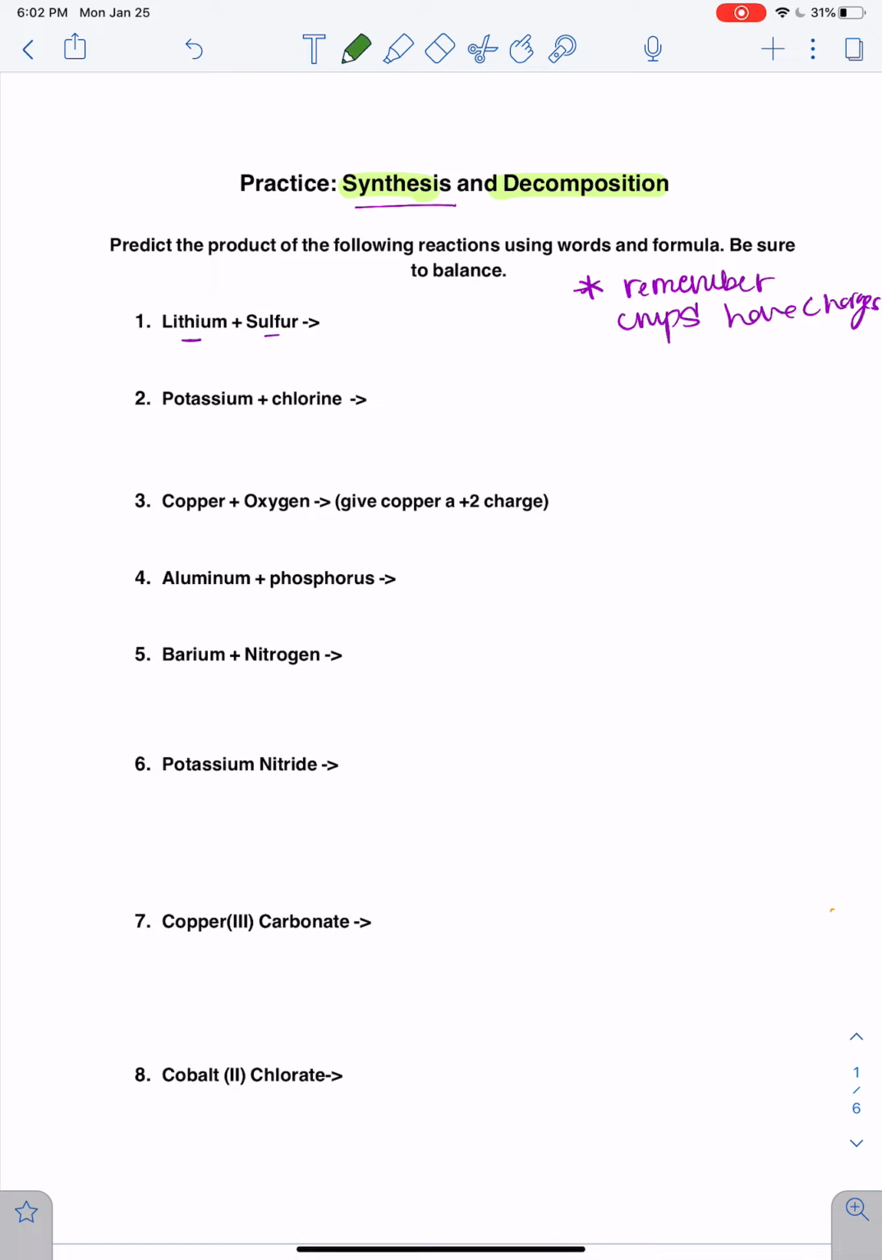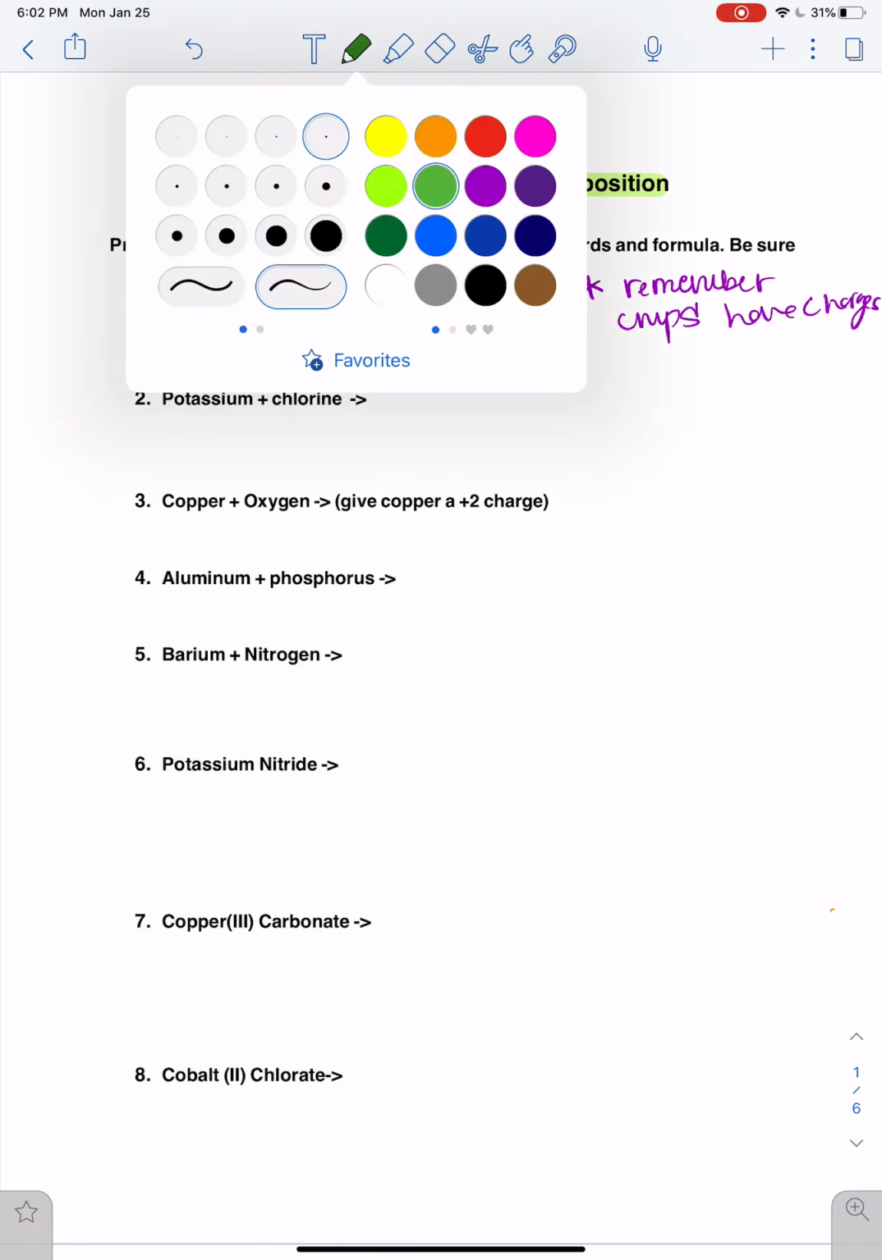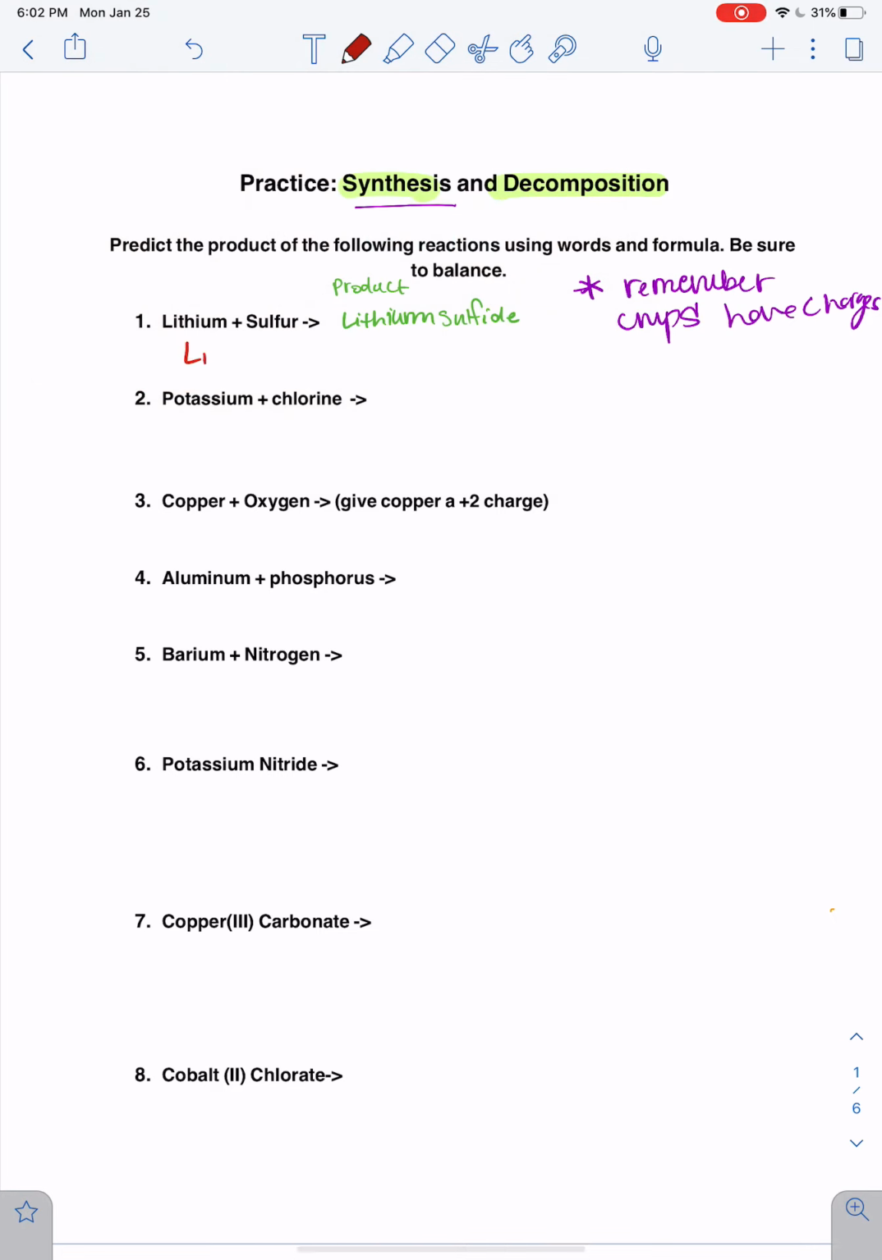We want to make the product using words first, just using our naming rules. So we're going to say that our product is lithium sulfide. Remember, that is how you create a compound. You use your metal and you just put it, and then your non-metal, you will change the ending to "ide." So lithium sulfide. You don't change the ending if you're dealing with the polyatomic, but sulfur and lithium are both monoatomic. Okay, so now we can actually write out our problem. Li plus S makes LiS.